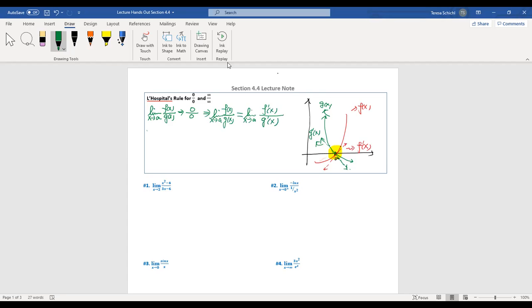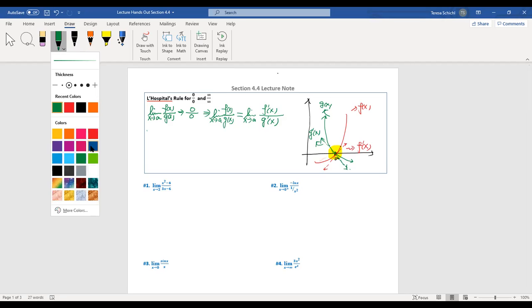Now you see for these functions, g prime x is definitely not a zero slope. So I can find the limit, and the limit will exist here.